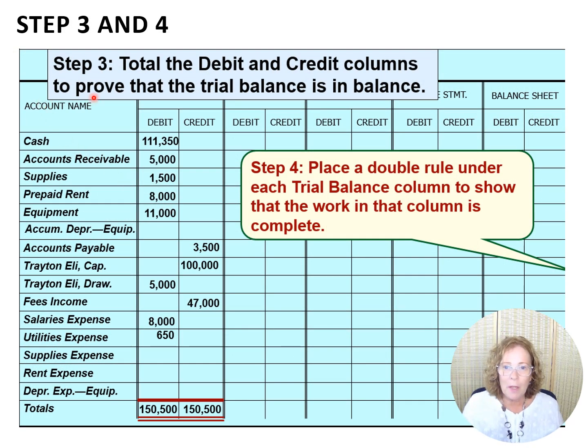In step 3, we'll enter all of the debit and credit column amounts into the trial balance section and add up all of the amounts in each column. You can see that the debits equal the credits in the trial balance column because both columns show $150,500. If the debit column does not equal the credit column, you have likely entered a general ledger balance into the wrong column or transposed a number.